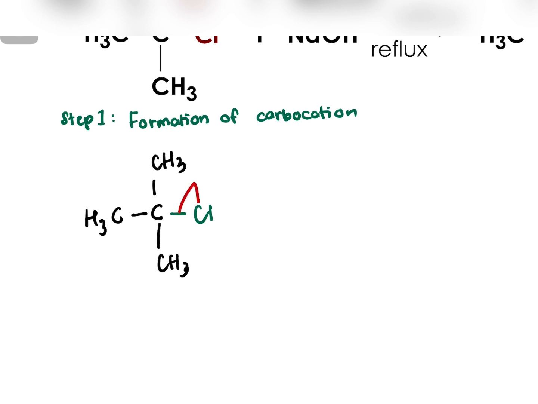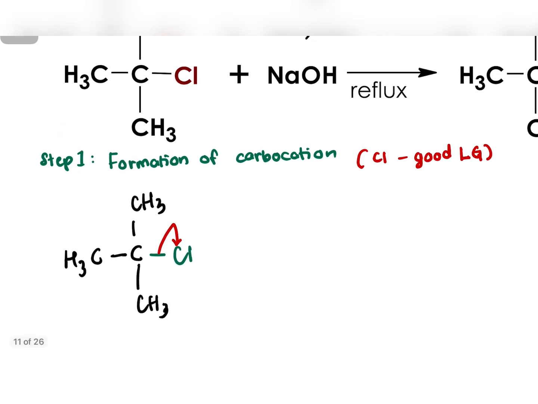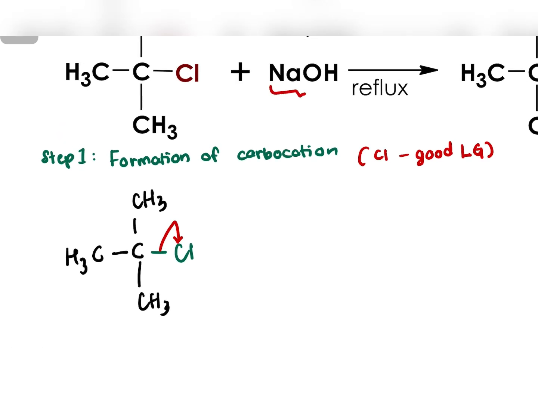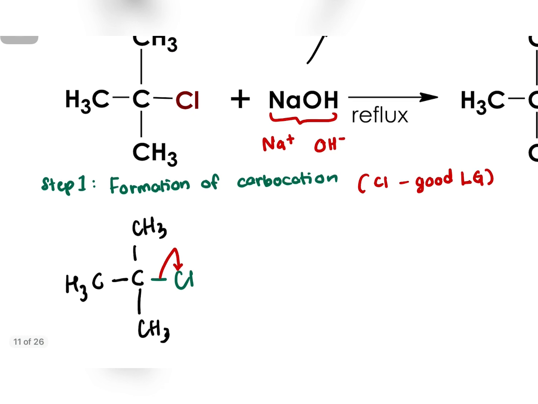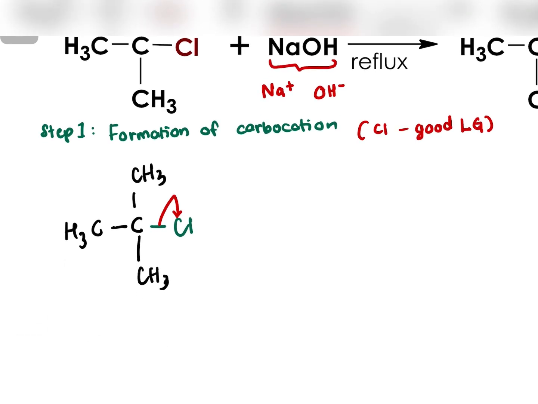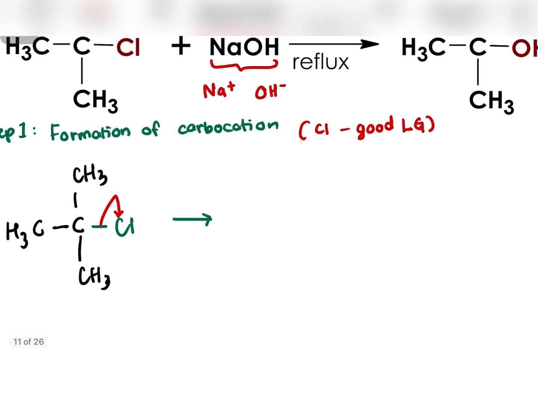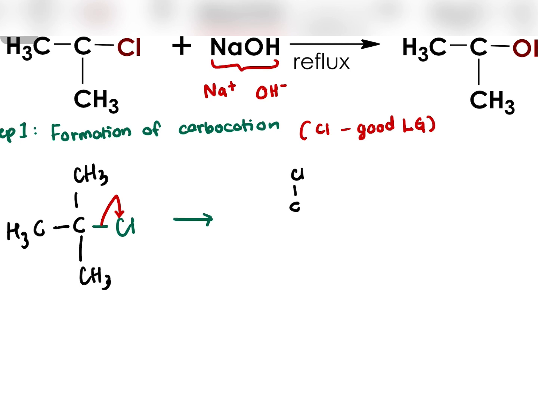So kita akan tunjuk dengan arrow. Both elektron dekat anak panah akan diberi kepada Cl. So Cl, kenapa kita cakap dia good leaving group? Sebab dia stable untuk exist sebagai halide ion, which is Cl minus ion. So Na dengan OH ni akan, as I mentioned before, dia adalah strong nucleophile. Okay, so dia akan terus separate jadi Na plus dengan OH minus ion. So first kita tengok step 1 dulu. Belum lagi guna nucleophile.